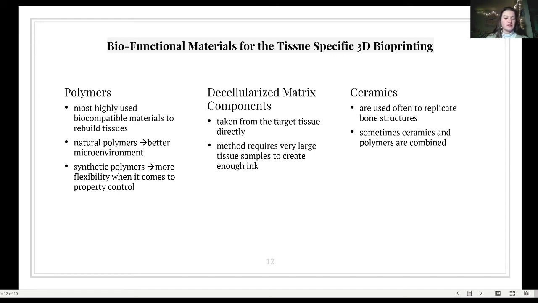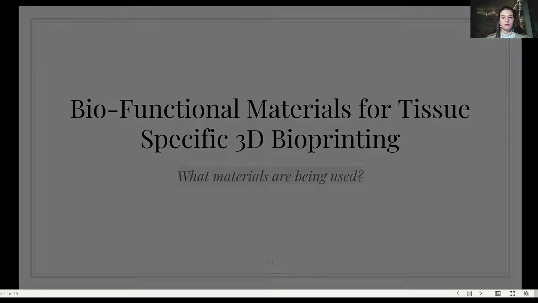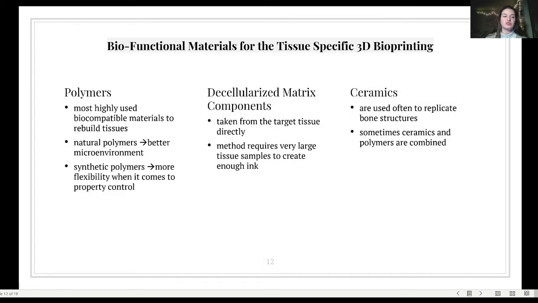Decellularized matrix components are of major benefit since they are taken directly from the target tissue, which in turn helps in the preservation of the structure and scaffold of those cells. On the other hand, this method sometimes requires very large tissue samples, which at times is impossible to do. Ceramics are often used to replicate bone structures due to chemical and physical similarities. At times, ceramics and polymers are combined because the combination of these two materials resembles bone structure most accurately when used together.